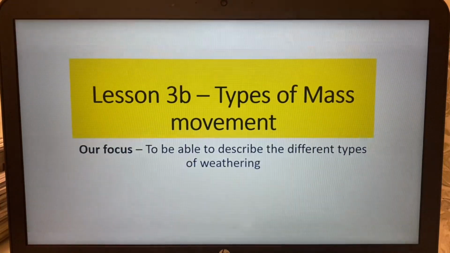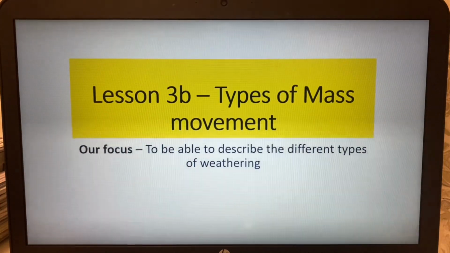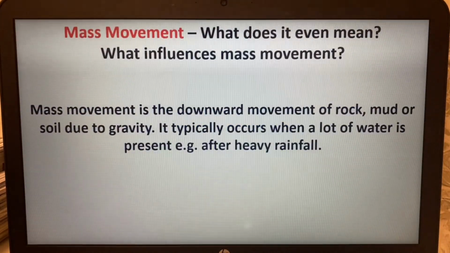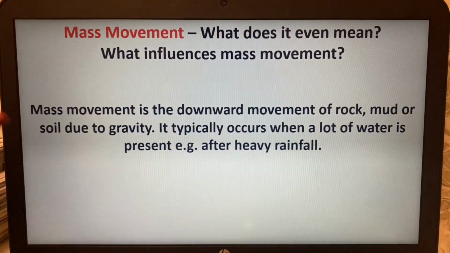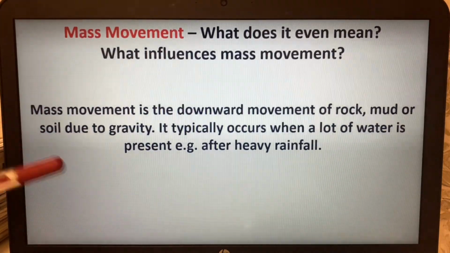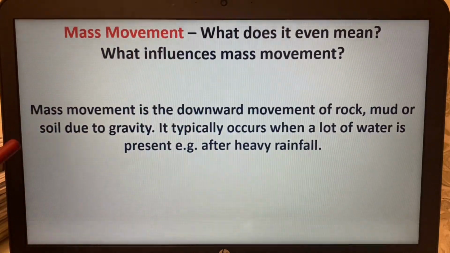As part of your Easter revision homework for paper 1, you will be looking at mass movement, which is part of the coast unit. So before I show you examples of mass movement, what is mass movement? Mass movement is the downward movement of a huge amount of rock, mud or soil. And again, it's influenced by gravity, as well as heavy rainfall.